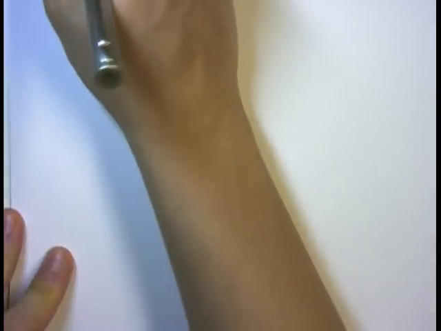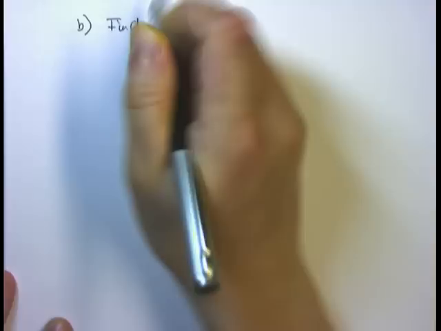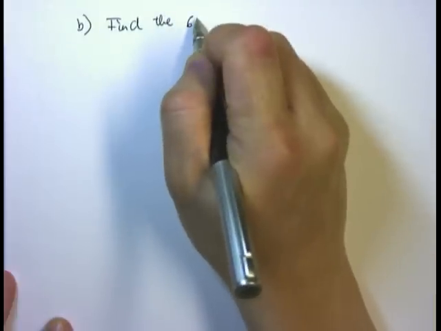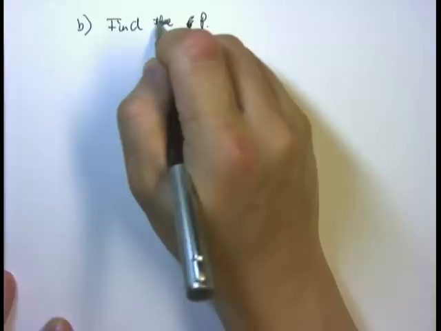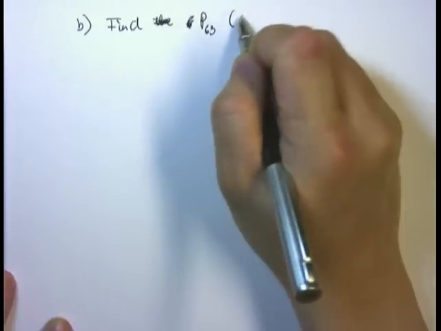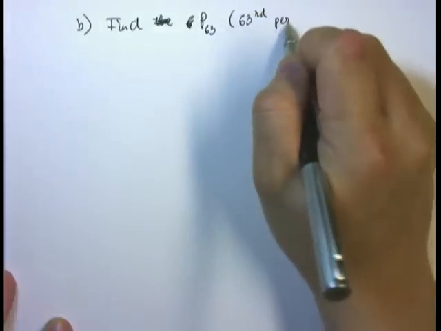Here's another example for you to get comfortable. I'm going to call it example 1, part B. Still in data set 1, we want to find P sub 63, or basically we're trying to find the 63rd percentile.